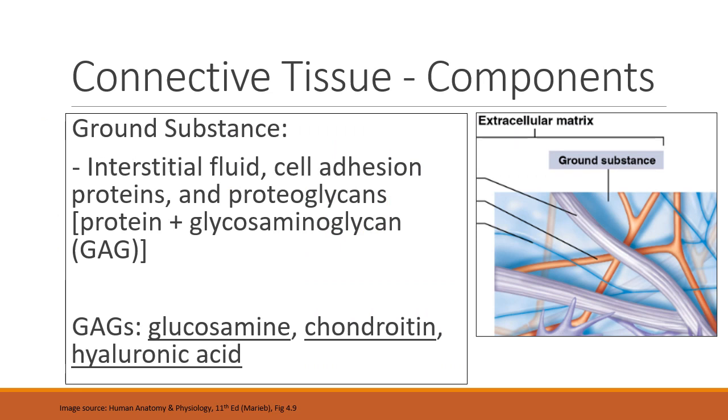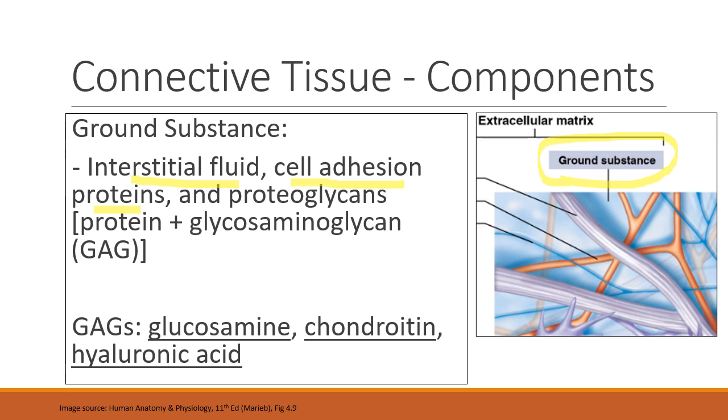Okay, let's talk about ground substance. That's this stuff right here. It's that filler material. And so it consists of several things. One is called interstitial fluid. That's just basically fluid that exists between cells. It has cell adhesion proteins, and these are proteins that help hold cells together and help maintain that structure.